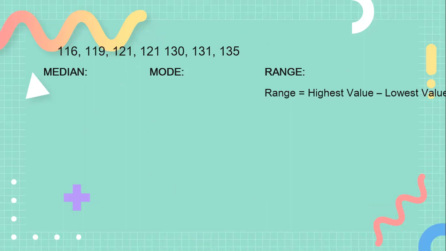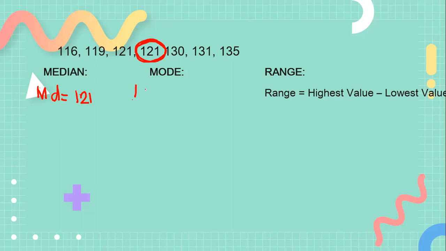Now let's solve for the median, class. Based on our arranged data, what is our median or the midpoint of our data? It's 121. Very good. Because 121 is in the middle of all the data. Okay? Understood? Okay, very good.